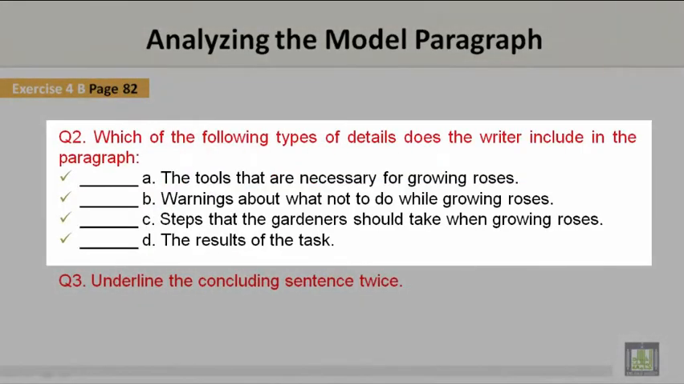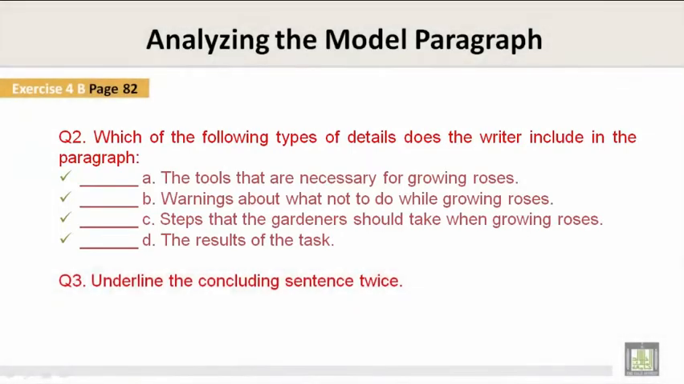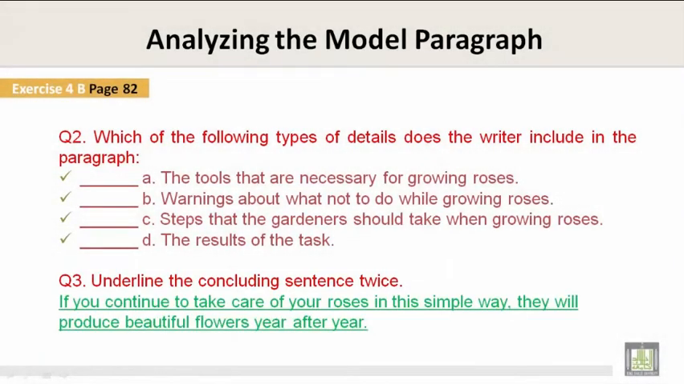Question 2. Which of the following types of details does the writer include in the paragraph? He includes all of them. A. The tools that are necessary for growing roses. B. Warnings about what not to do while growing roses. C. Steps that the gardener should take when growing roses. And D. The results of the task. Underline the concluding sentence twice. If you continue to take care of your roses in this simple way, they will produce beautiful flowers year after year.